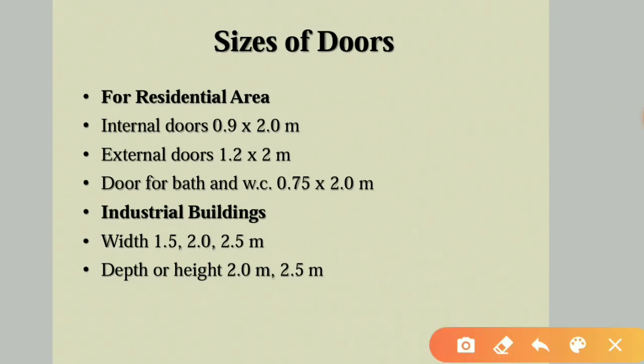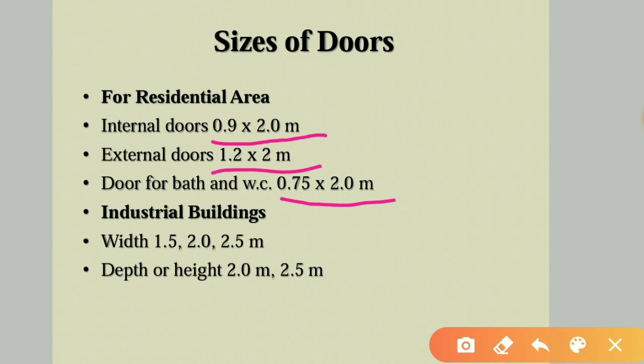The general, most frequently used sizes of doors: for residential buildings, internal doors will be 0.9 meters by 2 meters, height is 2 meters and width is 0.9 meters. External doors will be 1.2 meters by 2 meters. For bathrooms and water closets, the width will be a little lesser, 0.75 meters, and the height will be the same, 2 meters.